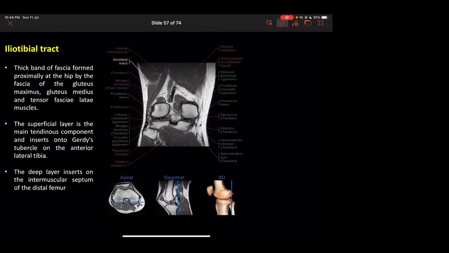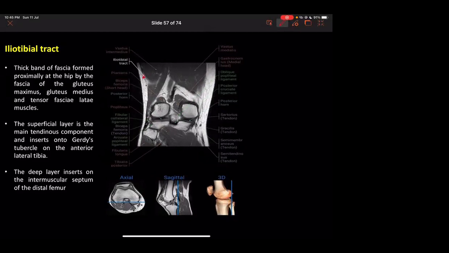Regarding the iliotibial tract, this is a thick band of fascia formed proximally at the hip by the fascia of the gluteus maximus, gluteus medius, and tensor fasciae latae muscles. The superficial layer is the main tendinous component and inserts onto Gerdy's tubercle on the anterolateral tibia. And the deep layer inserts on the intermuscular septum of the distal femur.